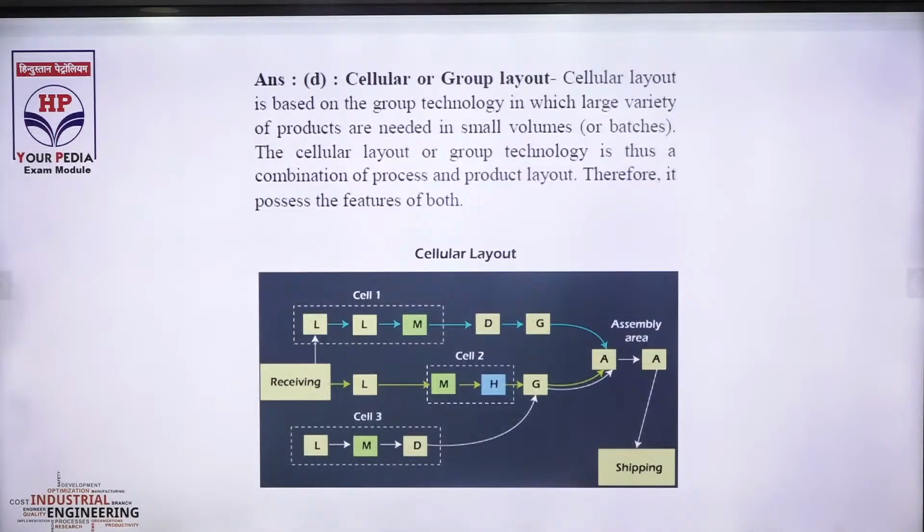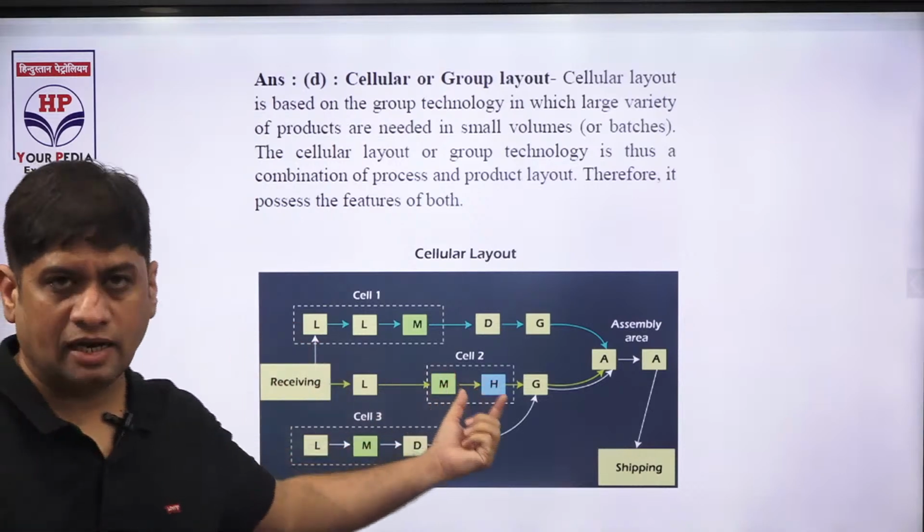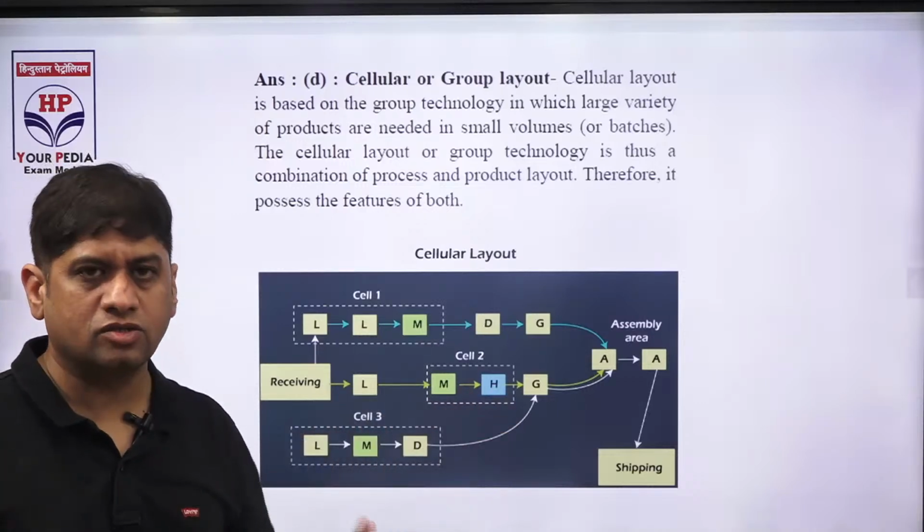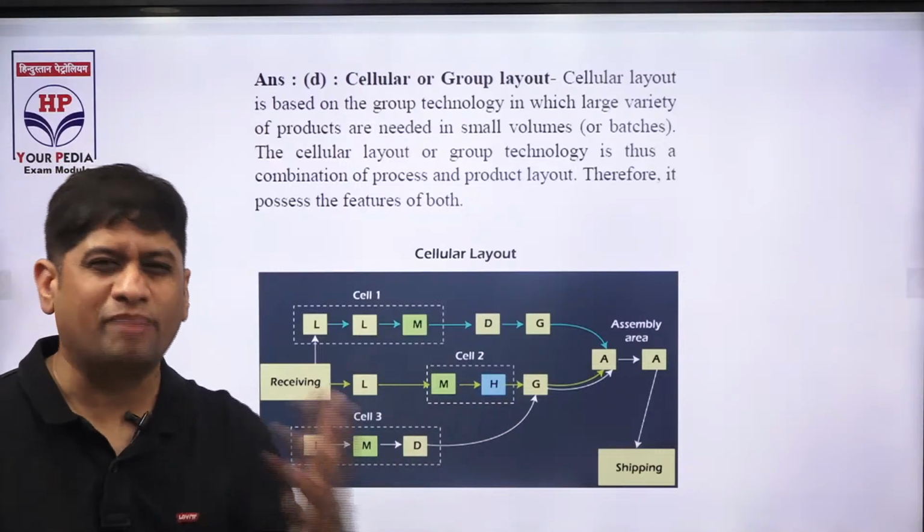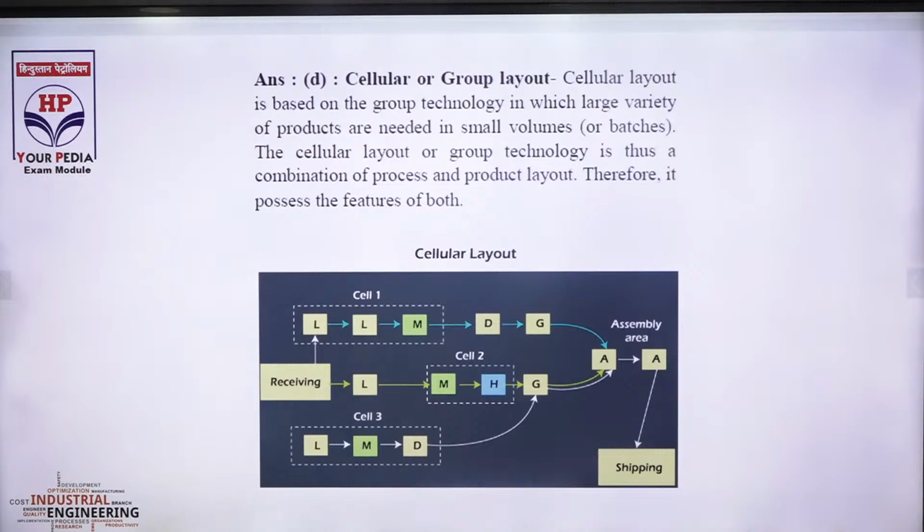Group technology is related to what? Cellular layout. Cellular layout means similar kinds of activities are made in one cell. Similar activities or some particular sort of batch production, cellular. So a large variety of products are needed in small volumes. If I want a large variety and the volume is small, cellular layout can be used.